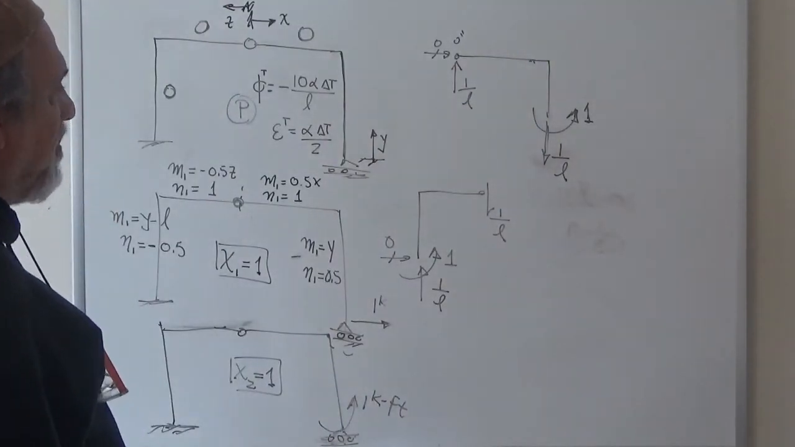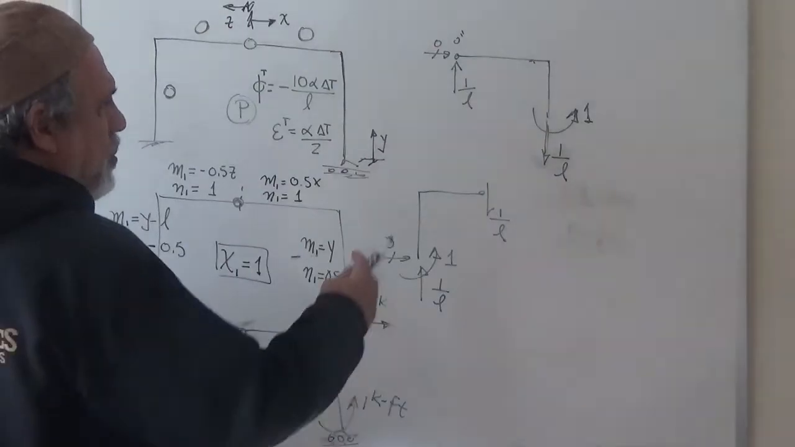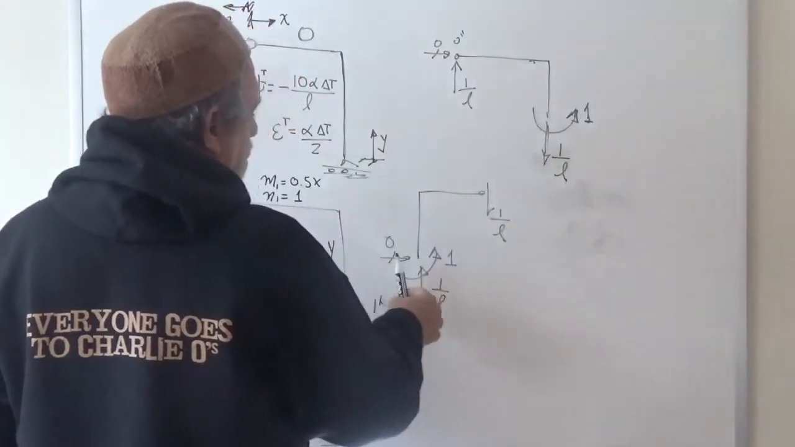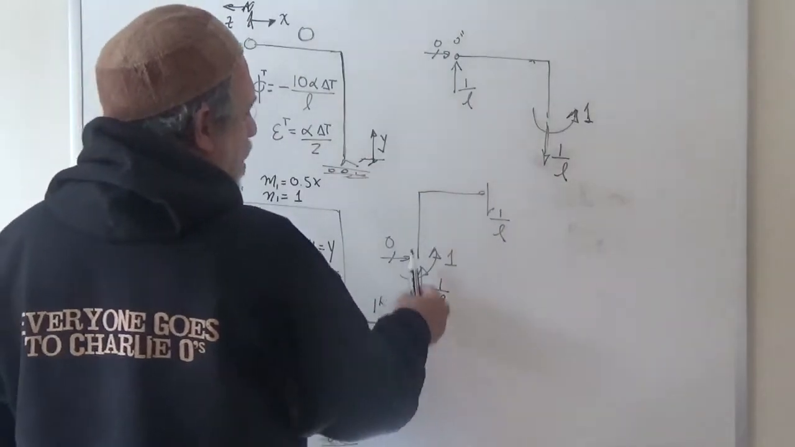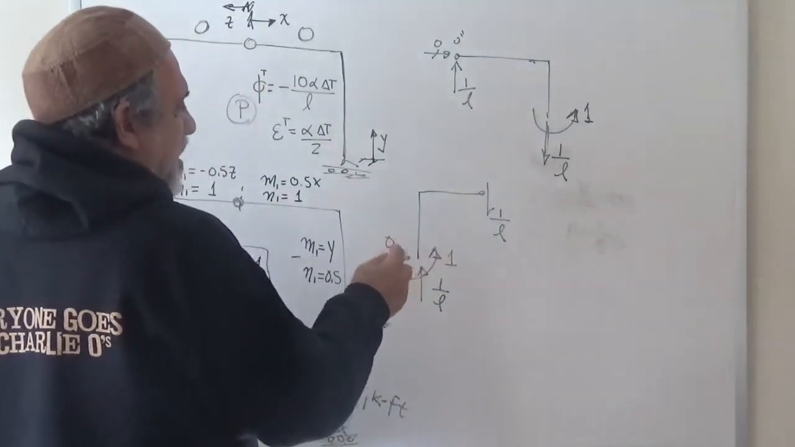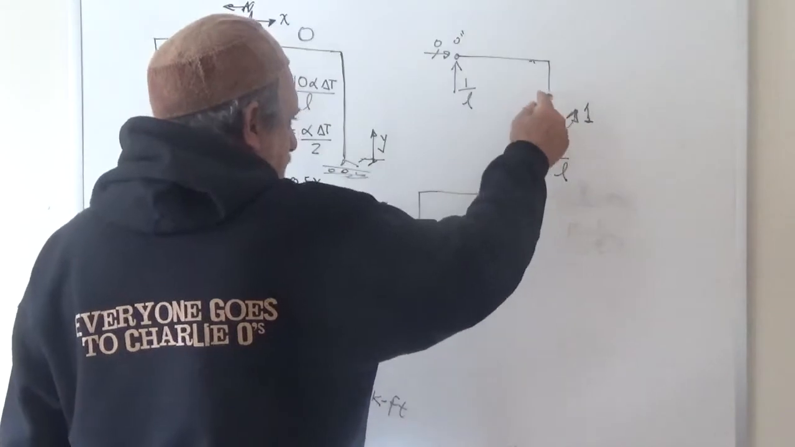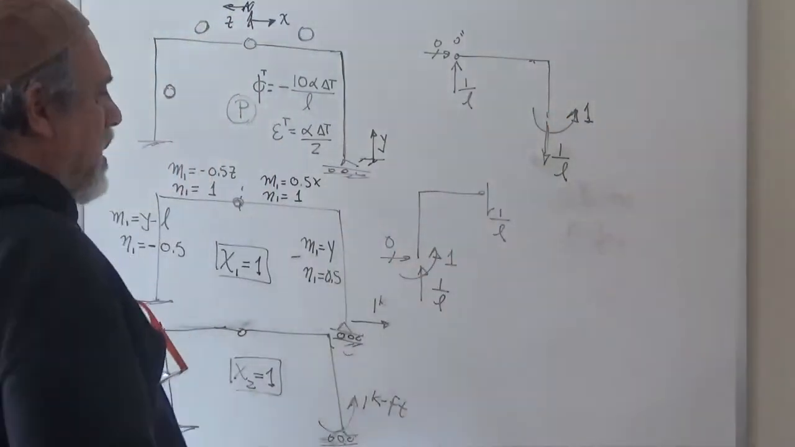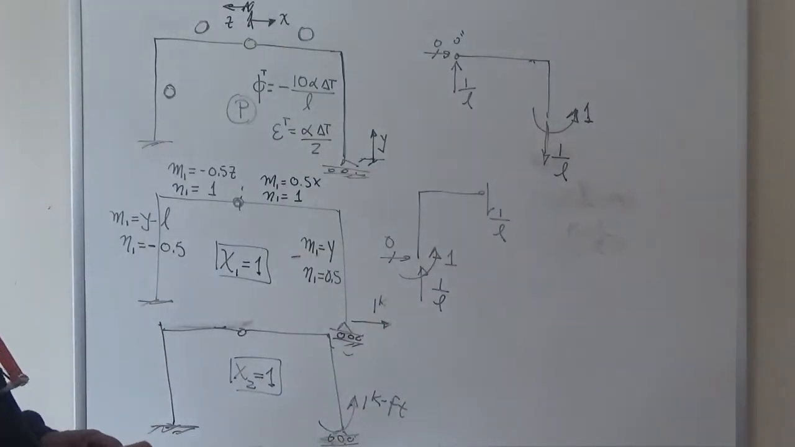And so we now have the reactions. The reaction on the left hand side is 1 over L downward. The reaction on the right hand side is 1 over L upwards. And there is a moment here which is not a reaction, it is the applied 1 kip foot. And there is a moment which is a reaction on the right side, which is a 1 kip foot in the same orientation. Okay, so we have the reactions.